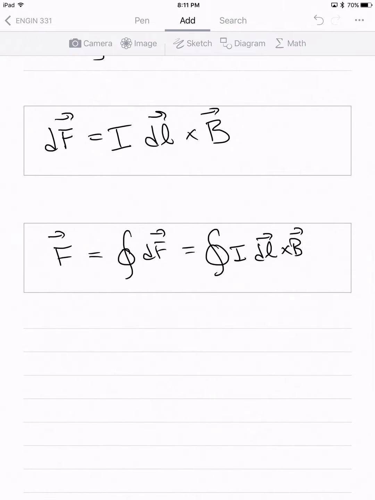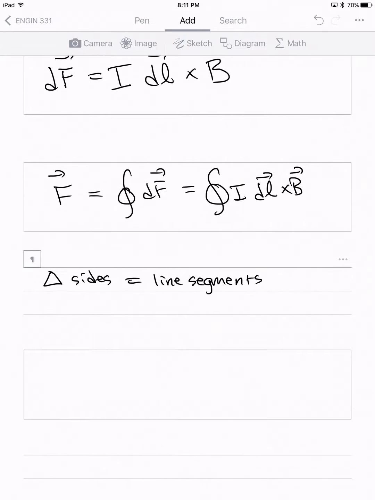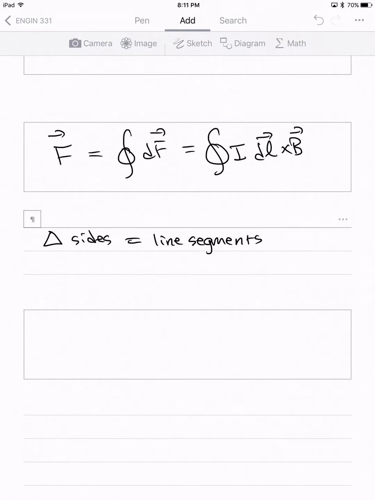In our situation, the triangle sides are each lines or line segments. So that really simplifies our integration situation, and we can just write instead that the force for a side, any old side, is equal to the current times the length vector for that side cross B. So that's its length and direction.